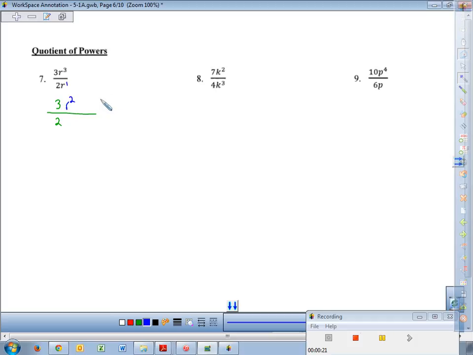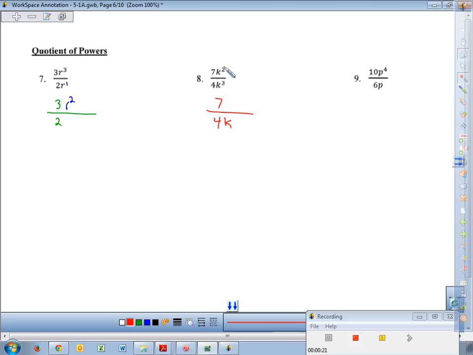And you see, if you did the subtraction rule, you'd get 2 for an exponent, and since it's positive, it stays upstairs. On the next guy, coefficients again, 7/4. Can they reduce? No, 7/4 does not reduce. K's, where are there more K's? Well, there's more K's downstairs, because there's 2 upstairs and 3 downstairs. How many more? Well, just 1 more, so I'll have a K to the first down there.